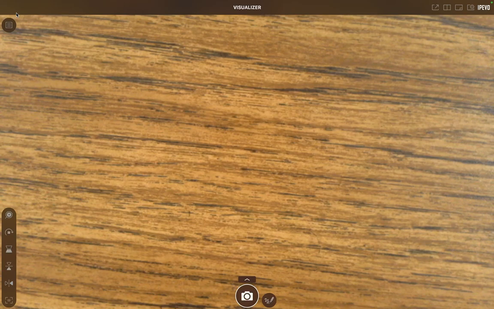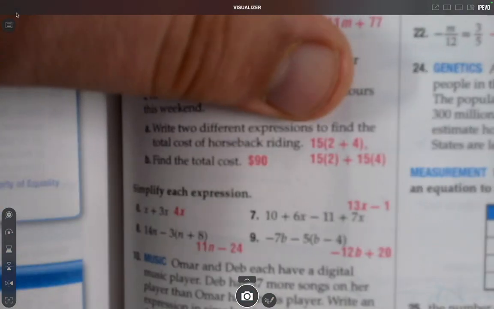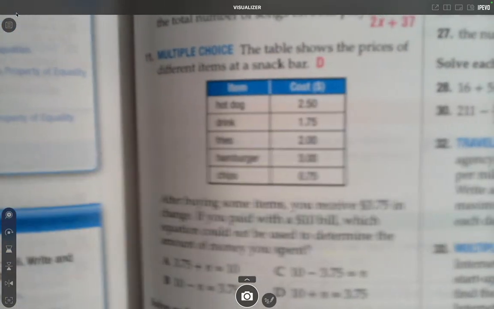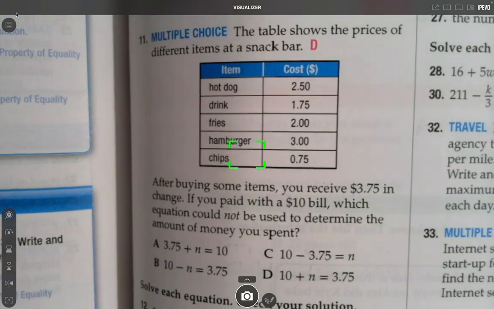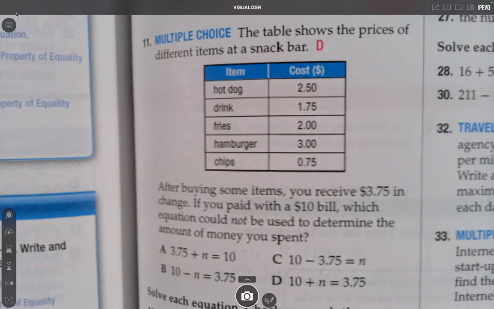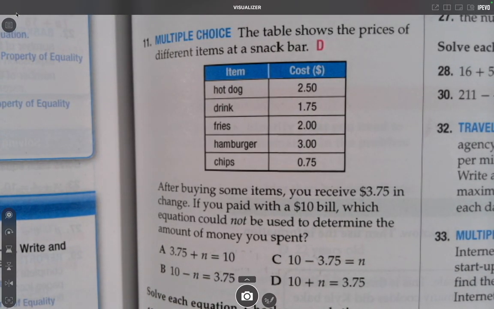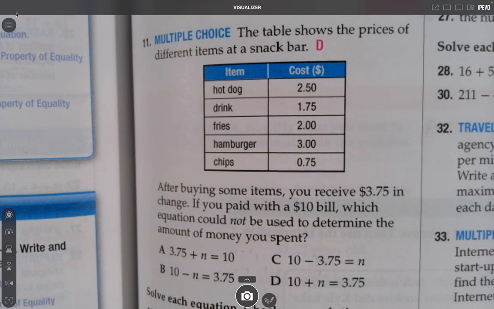Okay, I'm going to show number 11. I know you'll be able to see the answer right away, but we'll talk through it. I don't think it'll be as easy to just verbalize that one. So the table shows the prices of different items in a snack bar. After buying some items, you receive $3.75 in change. If you paid with a $10 bill, which equation could not be used to determine the amount of money you spent?